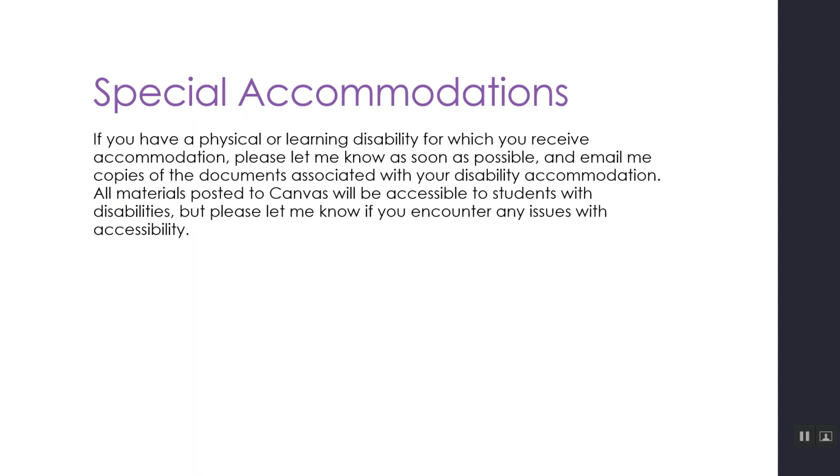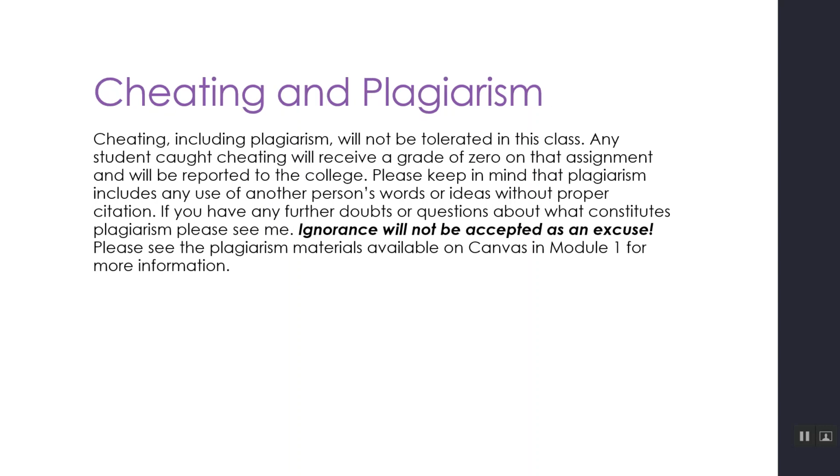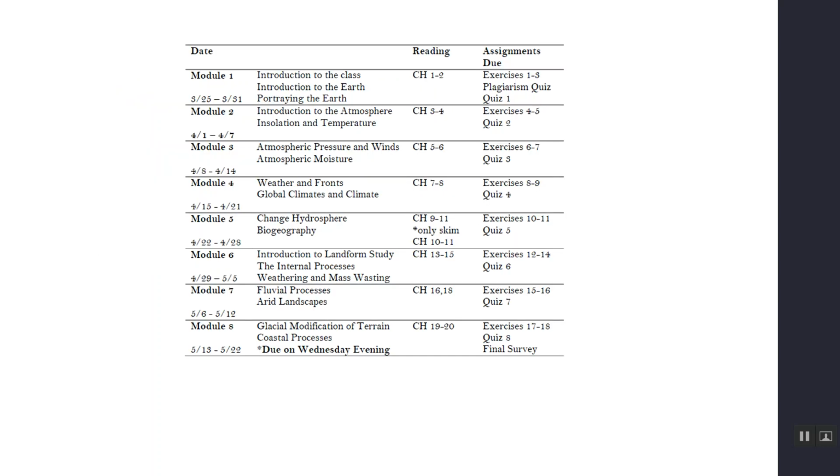Again, if you receive special accommodations, please let me know as soon as possible. This is a very short class. We want to make sure that we have everybody's accommodations all set. Again, cheating and plagiarism, don't do it. Ignorance cannot be used as an excuse. So you want to see those plagiarism materials available in Canvas in Module 1. For more information, take that plagiarism quiz. Again, if you have questions, please email me.